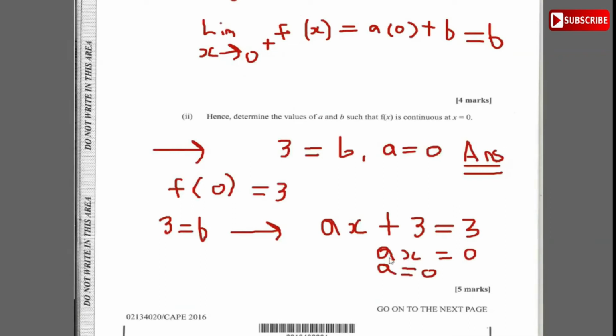Unless they want to argue that a doesn't necessarily have to be 0, because x is 0 anyway. So 0 times 0 is 0, and a times 0 is 0. Unless they want to argue a is any positive number. So I guess they could write a is 0, or you could tell them that a is just an element of the reals. A can take any real number, unless you want to give them that. But I still don't see why it is 5 marks.